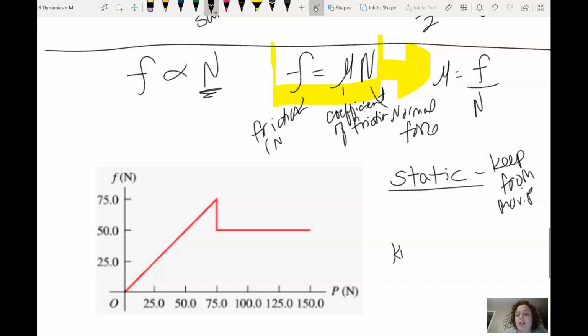And then there's kinetic. The equation is the same for both. It's just that the value of that mu is different. So static keeps you from moving, and kinetic is the force that you need to keep it moving.